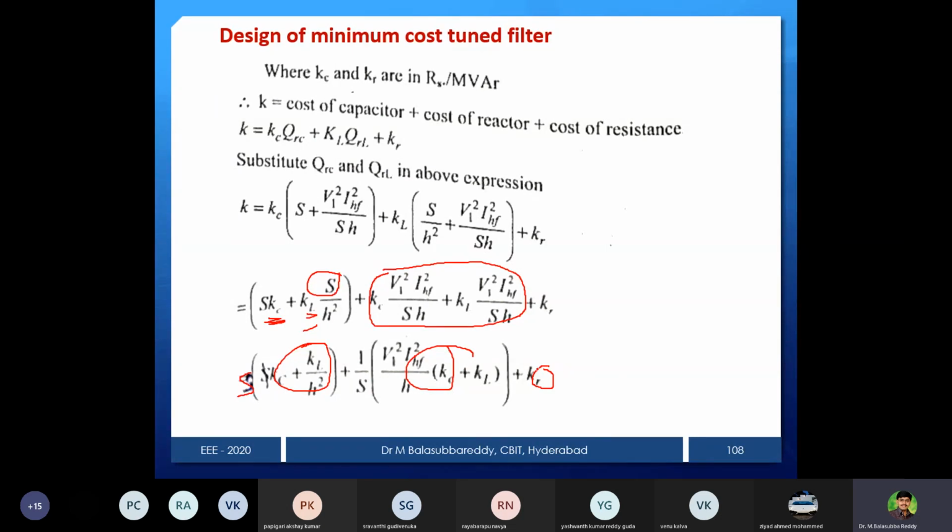So KR gives the cost of the resistor, and the previous terms are equivalent to the notation K equals S into A plus 1 by S into B plus C. You can represent it as K equals AS plus B by S plus C. This is what I started with initially, and this is how you got this expression.